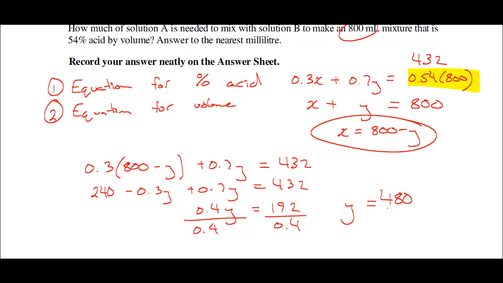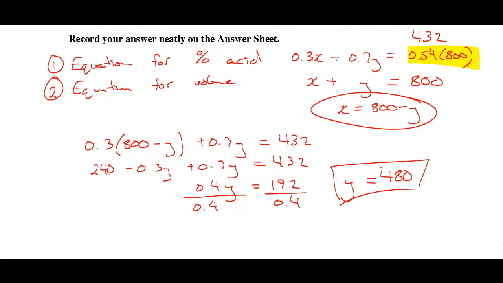Okay, so remember, y equals 480, that's how much of solution B we had. The question said how much of solution A is needed. So that would be a common mistake that students might make, they might answer 480. So how do we figure out what x is? Well, we can just substitute into this equation up here. So x is equal to 800 minus 480, and we end up getting x is equal to 320 milliliters.